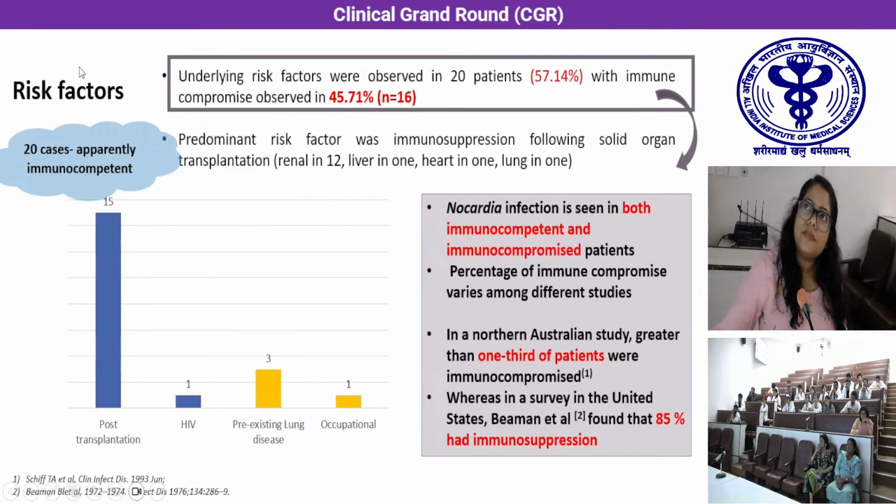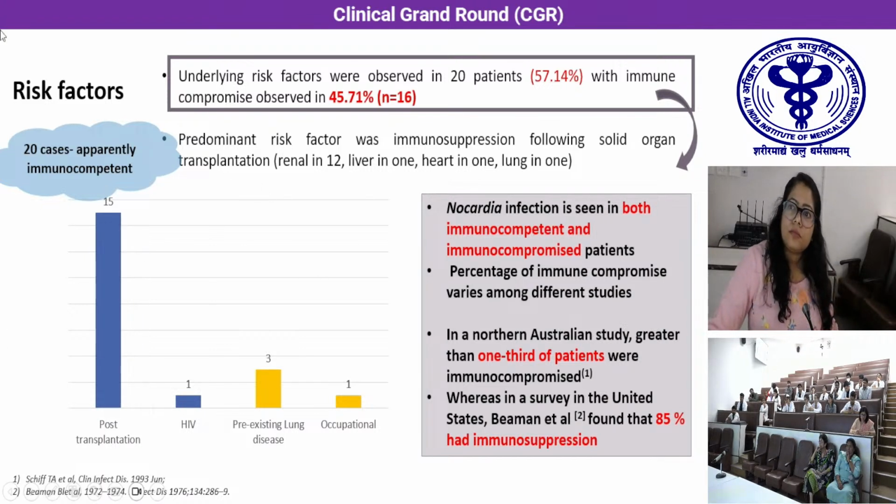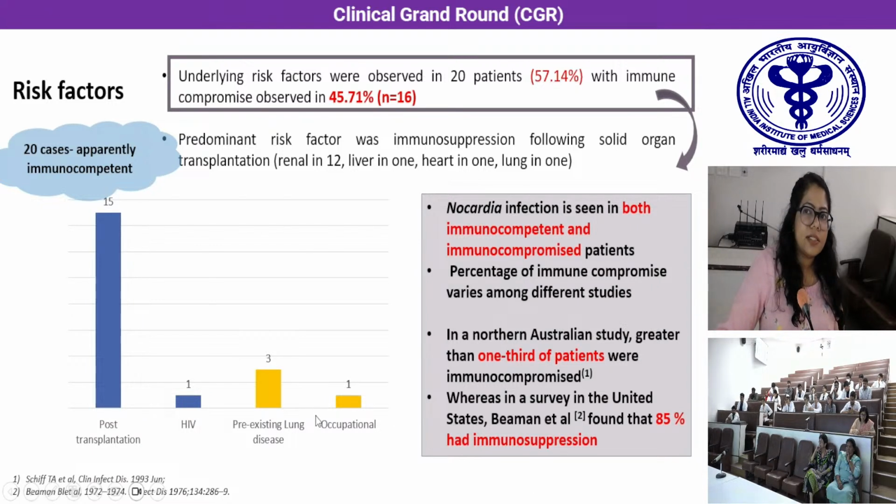Coming to the risk factors, we found that out of the 35 patients, underlying risk factors were observed in 20 patients, and among those, 16 patients had immunocompromised status. The predominant risk factor for immunosuppression was solid organ transplantation, or one patient was PLHIV. The major solid organ transplantation we encountered was post-renal transplantation. Other risk factors include pre-existing lung disease, and one patient had an occupational exposure. The patient was a farmer who presented with cutaneous nocardiosis.